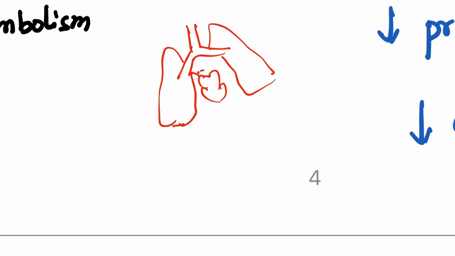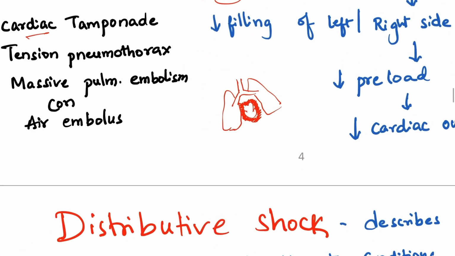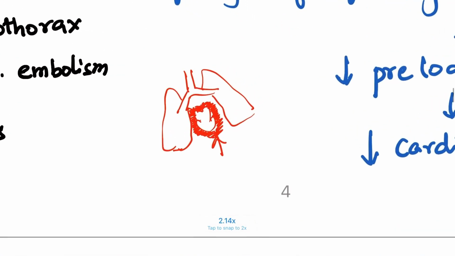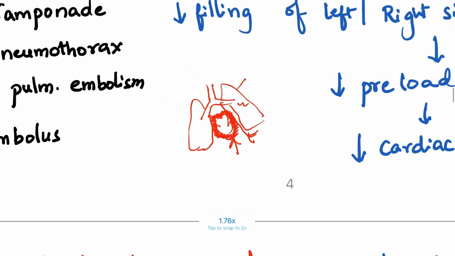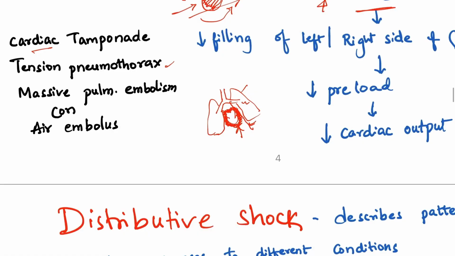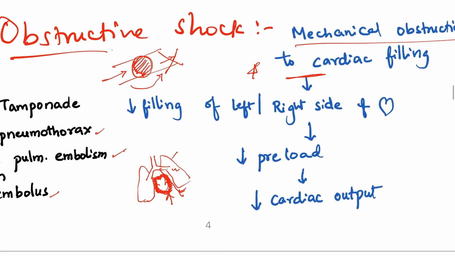The heart has something called the pericardium, the layer around the heart. If there is fluid around the pericardium, it tells the heart not to expand, and the heart has to shut down like that. So there is external pressure over the heart, and this condition is known as cardiac tamponade. There is also pneumothorax. When there is collapse of the lung, there will be external compression over the heart. So there is tension pneumothorax, and there is massive pulmonary embolism or air embolism. All these are causes of obstructive shock.